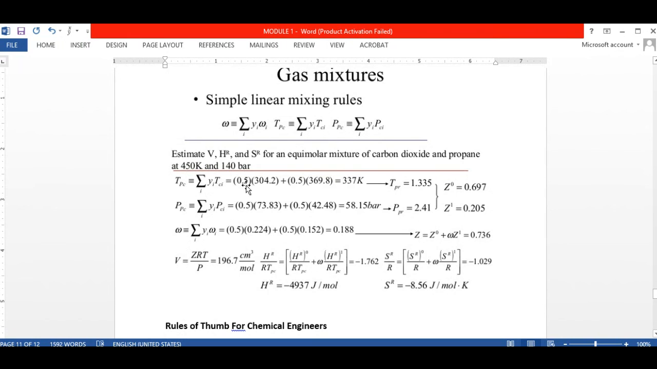I just multiply the mass fraction by the temperature of that compound. So the mass fraction of the first compound times the temperature of the first compound, plus the mass fraction of the second compound times the temperature of the second compound. So that's how I get the temperature of the mixture. Let me write it here for you. Give me an example.